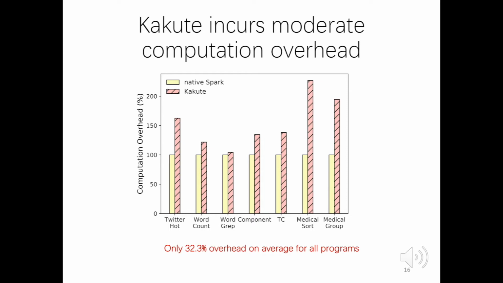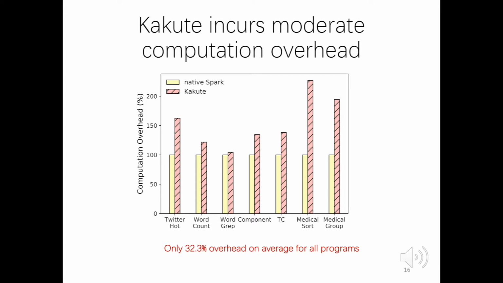We then show the performance overhead of Kakute. The x-axis is the dataset we tested and the program we tested, and the y-axis is the performance overhead of Kakute. Here 100% means there's no performance overhead, and it runs as fast as native Spark. For all applications, Kakute has on average about 32% overhead. The overhead is small compared with other information flow tracking systems, which usually incur several times overhead.